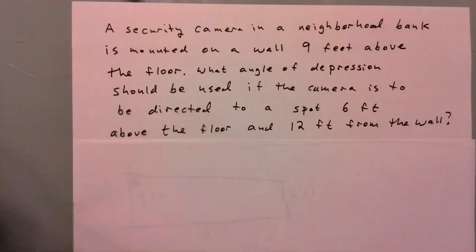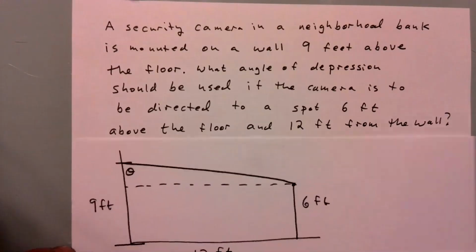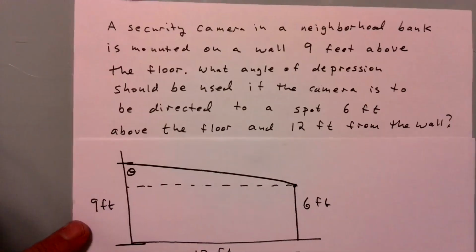Now, to do this one, we need to do what? We need to construct a graph. So can you visualize that? We have a wall. It's 9 feet above the floor. We're looking for the angle of depression. The camera is going to hit a spot. So the sweet spot, the focal point, is 6 feet above the floor and 12 feet from the wall. So here's the picture that I drew. Is yours something like that?